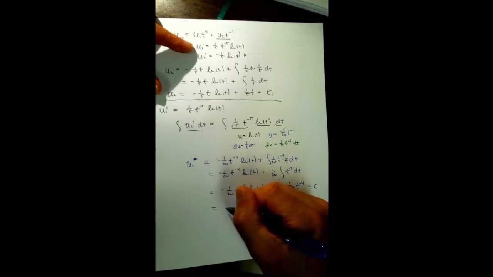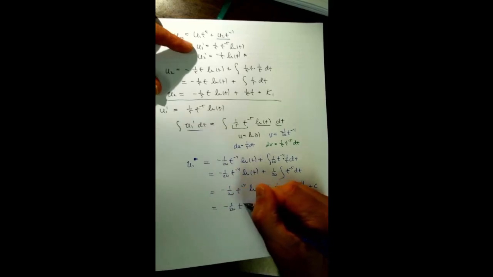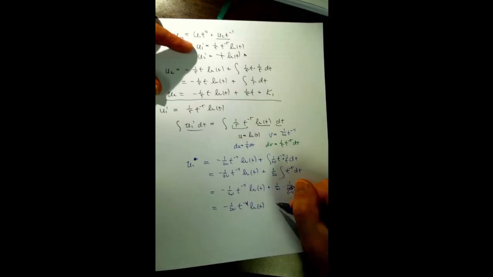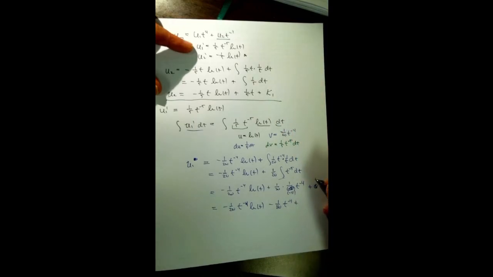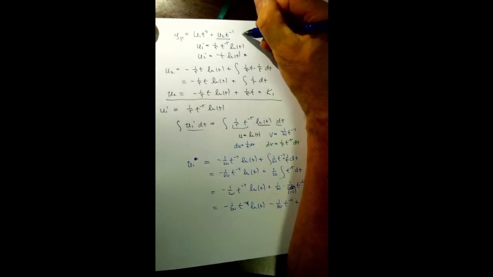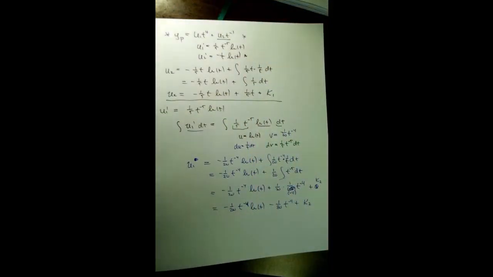So let me rewrite that. Minus 1/20th t to the minus 4 log of t. This becomes minus 1 over 80 t to the minus 4. I'm going to be careful here. I call that k1. Let's call this k2. So when we plug back into here, we don't get too confused.